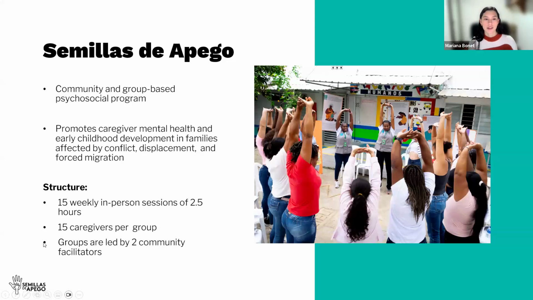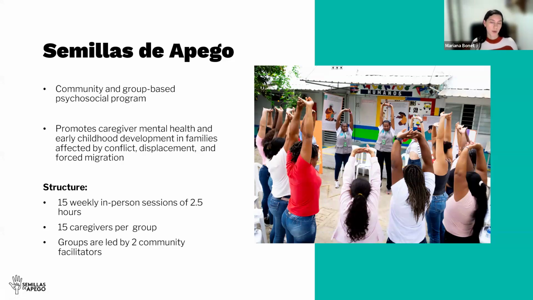The Semillas de Apego program is created from the armed conflict and forced displacement that occurs in Colombia. Many children, both Venezuelan and Colombian children, have been exposed to these adverse settings. And unfortunately, what we know is that these early life adverse experiences can limit a child's capacity to reach his or her full development potential.